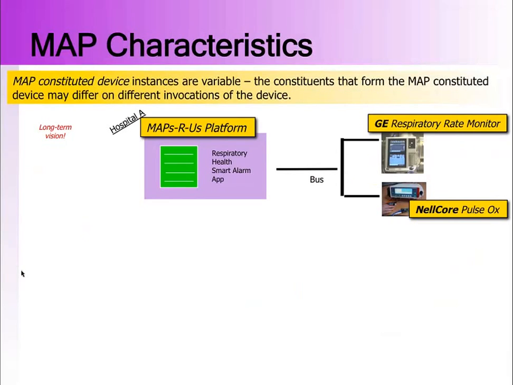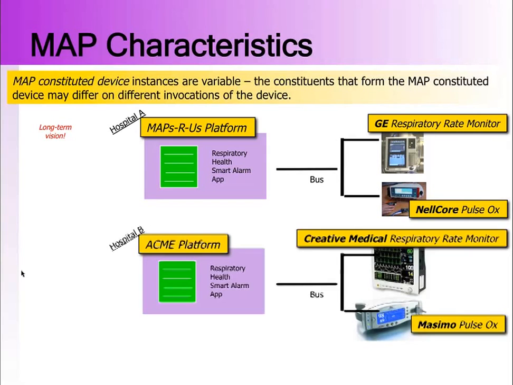So the long-term vision, and it's unclear if we're going to be able to get to this, is a situation where you can have a standard for a platform, and Hospital A could be running a platform implementation for one vendor, and then they could be running an app that's using, for example, a GE device and an L-Core device, right? And then Hospital B is running a version of the platform for another vendor, right? But it's running the same app and using different devices.